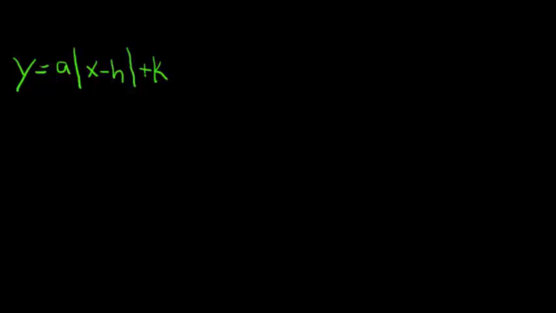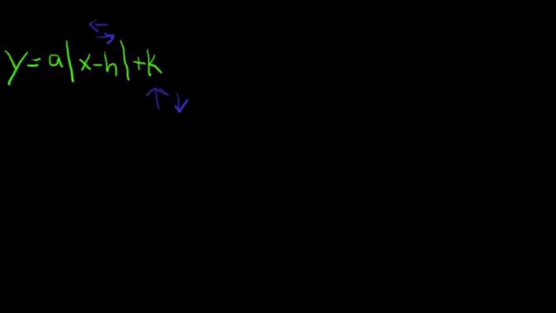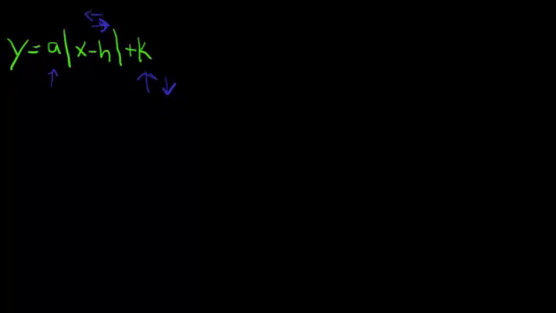So hopefully remember that the k value moves things up or down. The h value moves things left or right. Now remember, the inside value always lies. That h value is always backwards. So when we think about this, we always want to tell ourselves that the inside lies. And the a value is our stretch or compression.